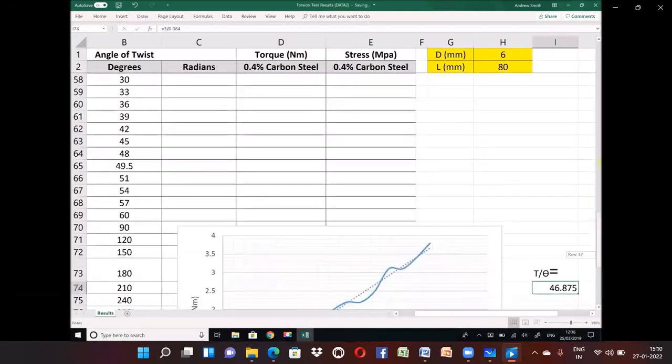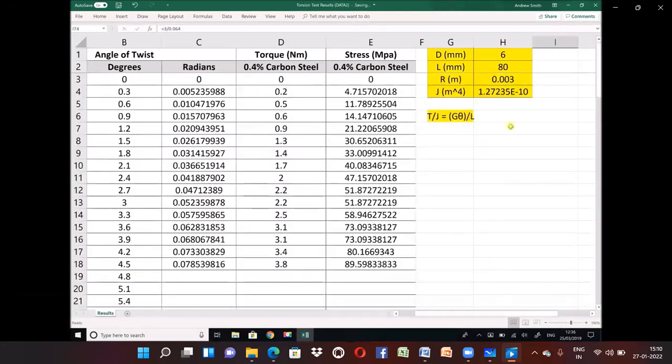Okay, so let's go to the top. Now, if T over theta equals 46.875, then we need to look at how we can modify this formula in order to use that. Recall that we're trying to calculate G. Well, in order to get G on its own, we need to multiply each side by L and then divide each side by theta. So we'll get G equals TL divided by J theta.